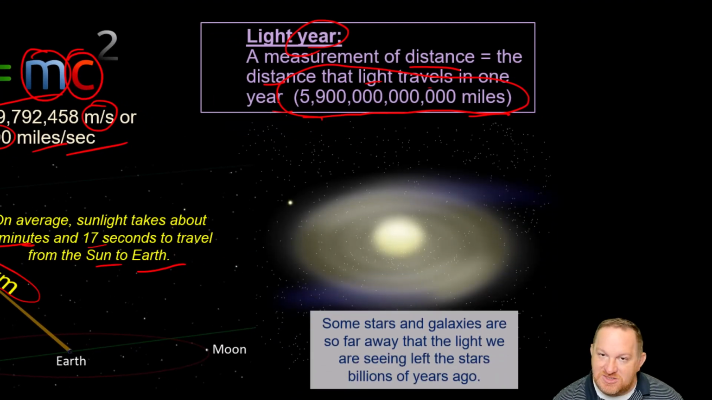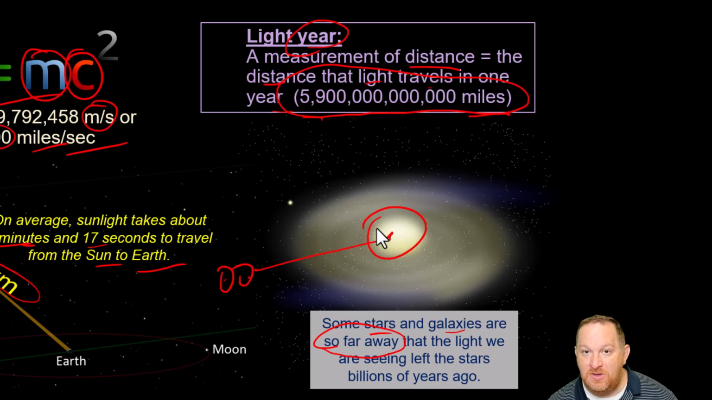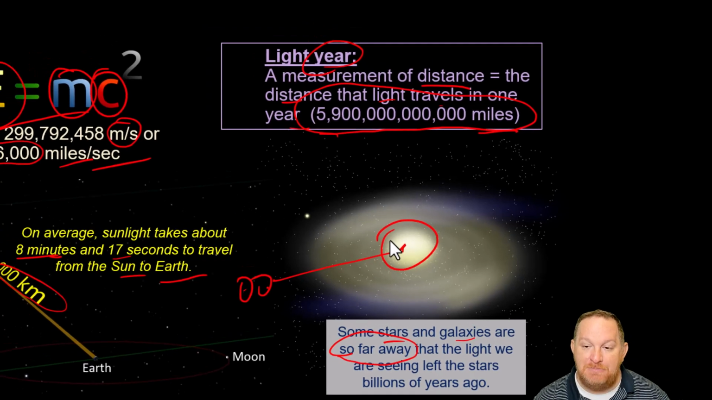And even crazier than that to me is this idea that some stars and galaxies are so far away that when the light from those galaxies finally makes it to our eyeballs, what we're seeing is something that happened billions of years ago. So in a way, we're looking back in time because the light has taken that long to actually reach us.